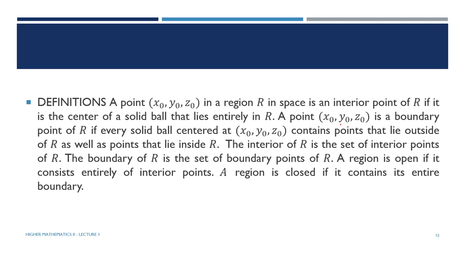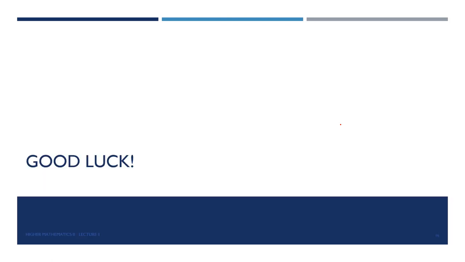The interior of R is the set of interior points of R. The boundary of R is the set of boundary points of R. A region is open if it consists entirely of interior points. A region is closed if it contains its entire boundary.